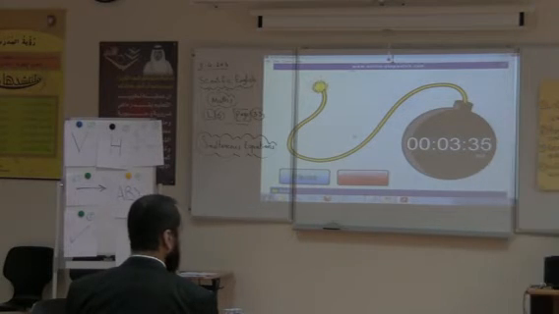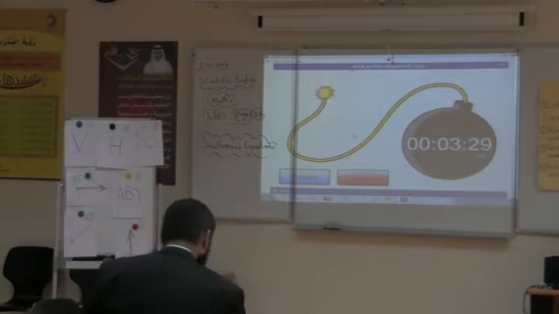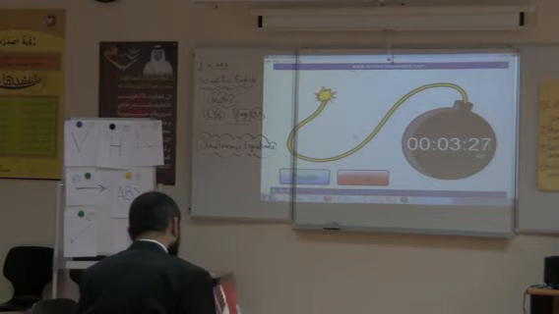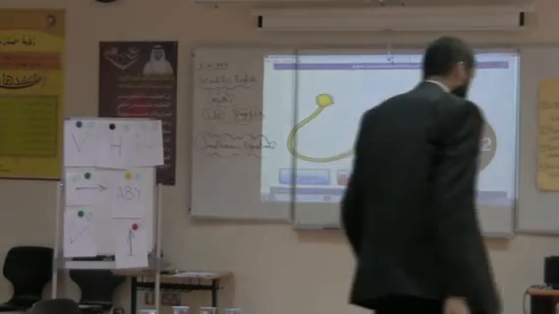Write what you know about the subject. We're talking about simultaneous equations. If you know nothing, write I know nothing, because you are going to write at the end what you learned.